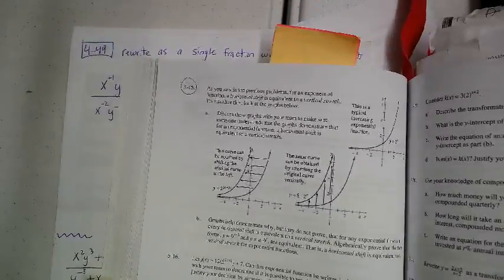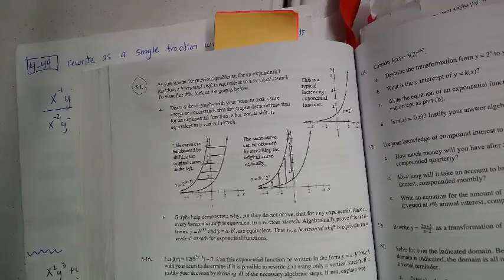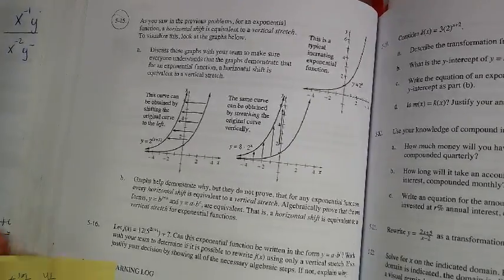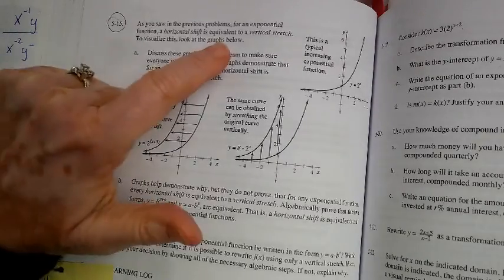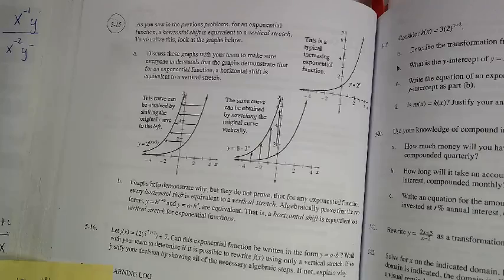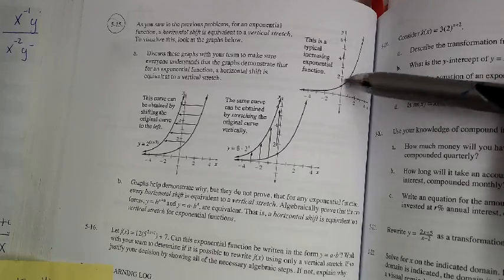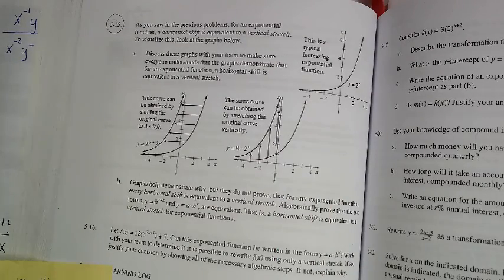Number 15 says, I think I can make this so you can read it better. Number 15 says, as you saw in the previous problems, for an exponential function, a horizontal shift is equivalent to a vertical stretch. To visualize this, look at the graphs below. So they've just got a typical exponential, and they're going to show you what happens. Letter A says discuss these graphs with your team to make sure everyone understands that the graphs demonstrate that for an exponential function, a horizontal shift is equivalent to a vertical stretch.